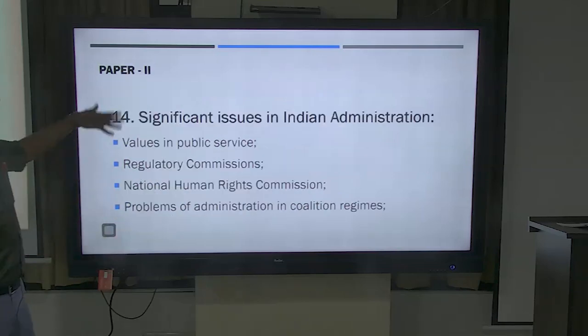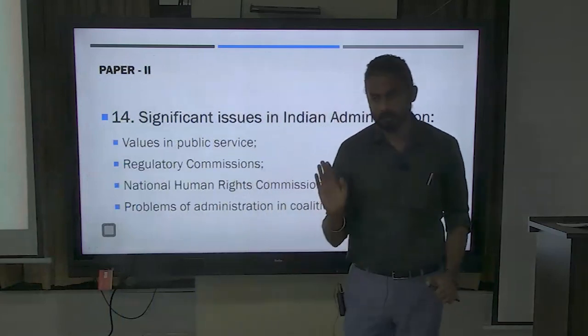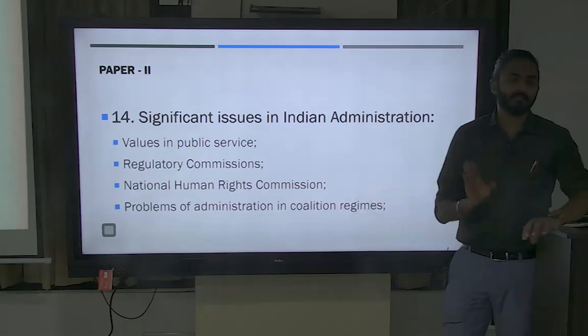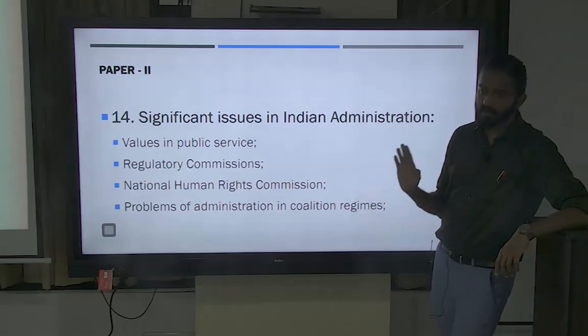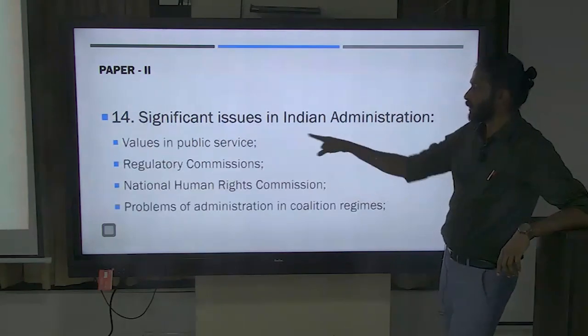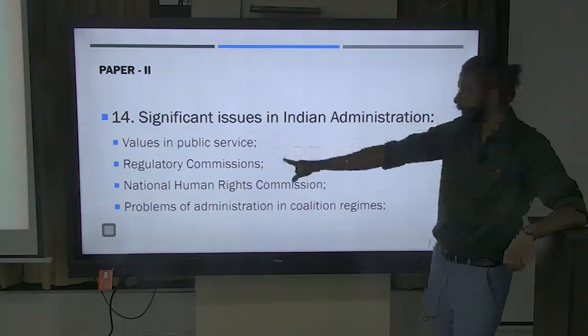And the last chapter is a masala of a lot of things, significant issues where they can ask any current affairs. Even though they have mentioned a few things in the syllabus, the last chapter is a current affairs chapter. Anything in GS Paper 2 can be asked here. So they have one topic, significant issues, values. This is ethics. Values in public service is nothing but ethics.